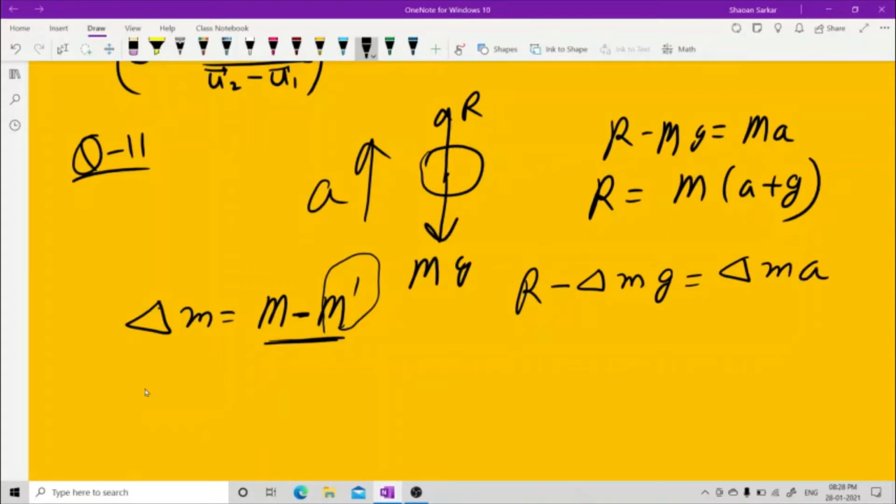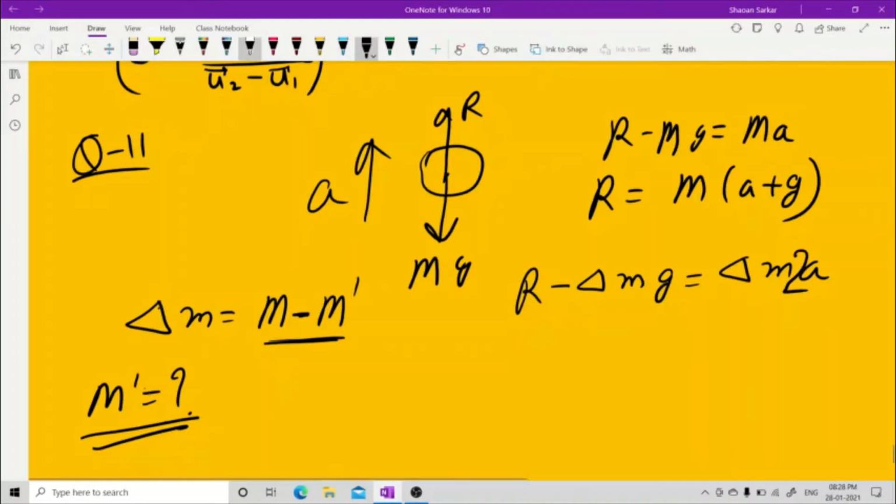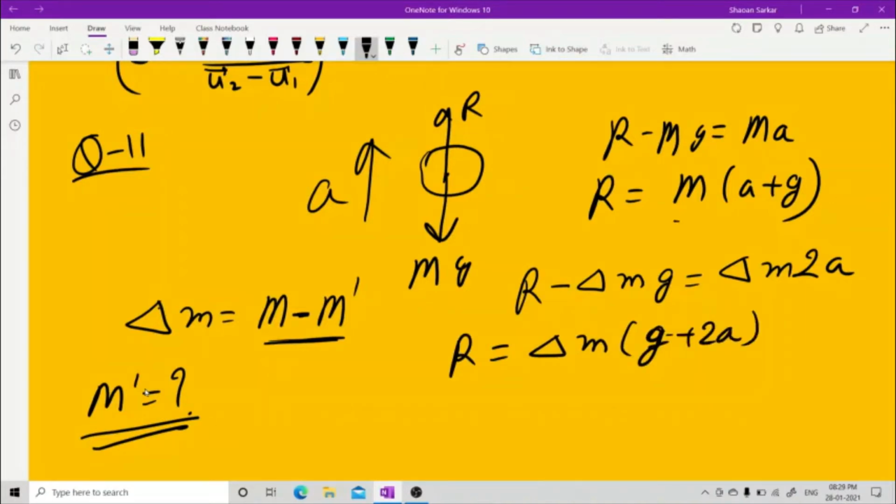The point is, how much of m dash should be thrown? How much mass do I have to remove so that it goes with 2a? Now we should go with acceleration 2a. So write R equal to del m times (g plus 2a). Now R is this and R is this, so equate both equations and you will get del m. Once you get del m, you will get m dash. You need to find m dash.